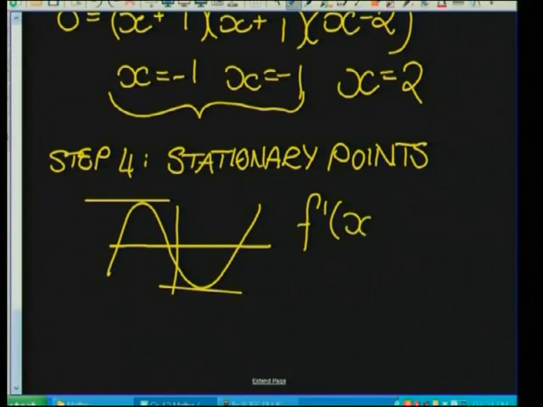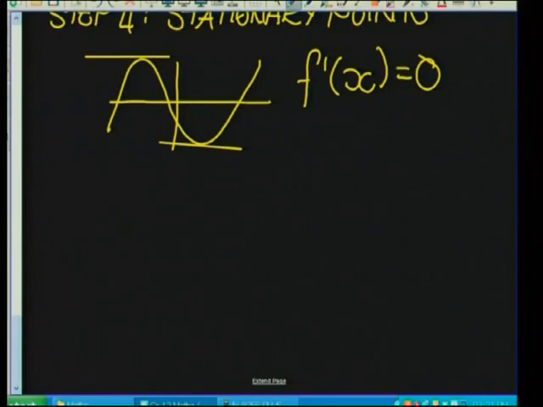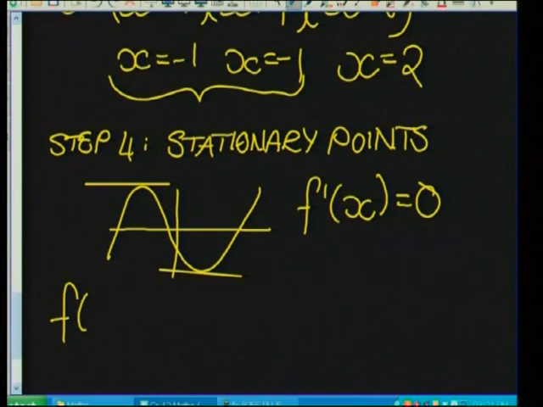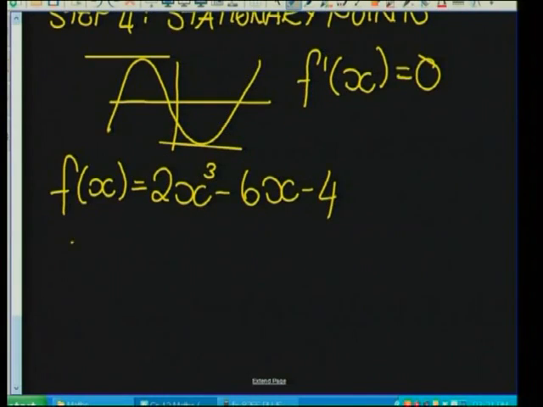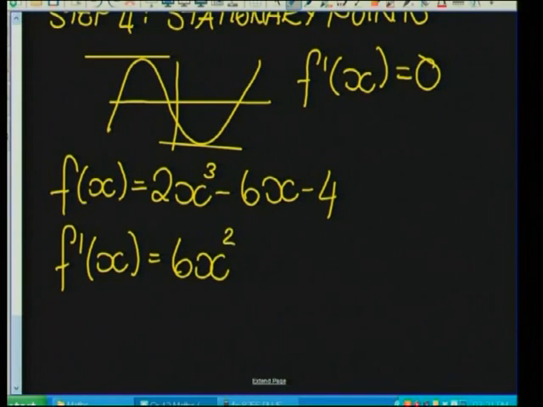Therefore, when we are working with our stationary points, the theory is that to work out our stationary points, we calculate our derivative and we make it equal to 0. Okay, so the derivative of our original function, let's just go back to it, f of x was equal to 2x cubed minus 6x minus 4. Okay, that was our original function. The derivative of that is 6x squared minus 6, and what we do is we let that derivative equal 0.